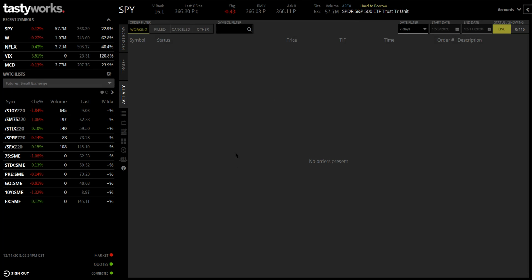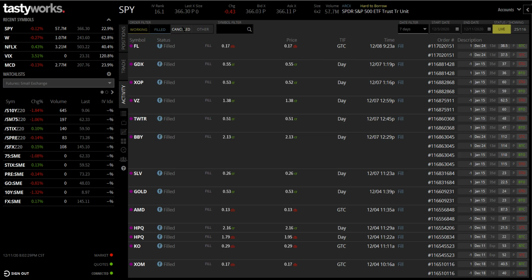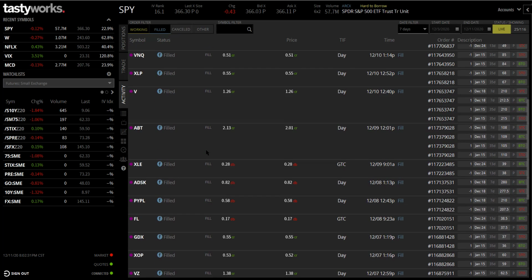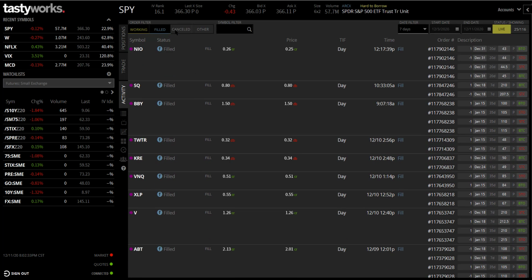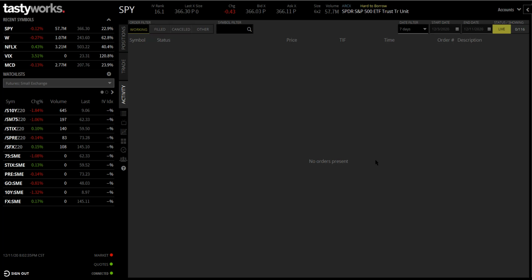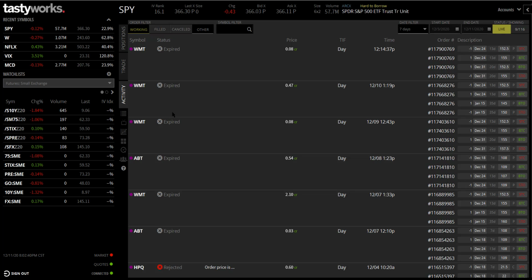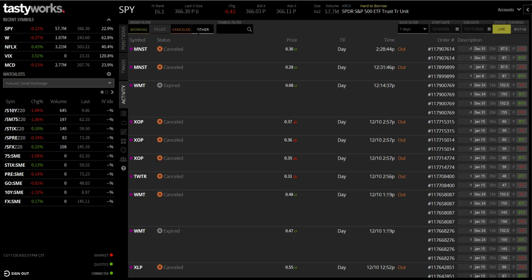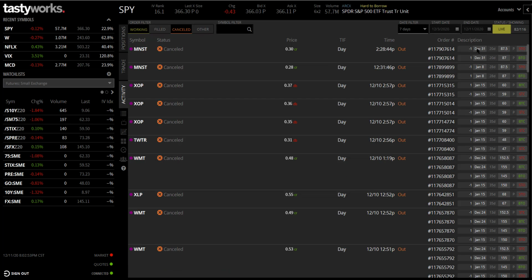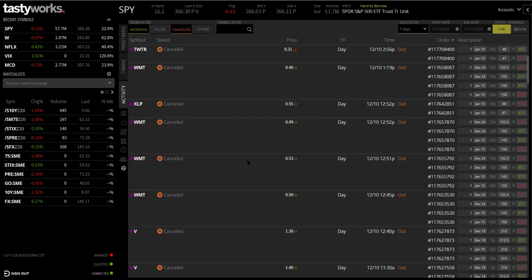The activity tab. Now, I tend to use this a lot during the day. I will look at what's running on the day and see what I got filled in, or I'll see what's still working. Of course, the market's closed now, so I don't have any working orders. Trades that perhaps were canceled. Maybe I cancel a trade and then I decide, you know what, I wanted that anyways. We can go back in here and look at what it was. And I like to have that opportunity. Canceled trades, same thing. Come in here and look at what was canceled.